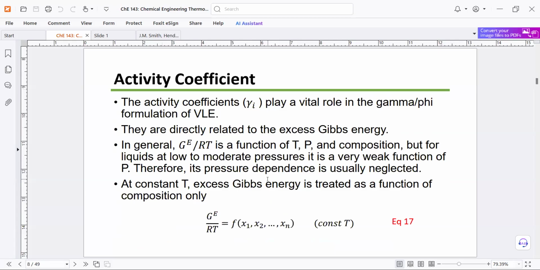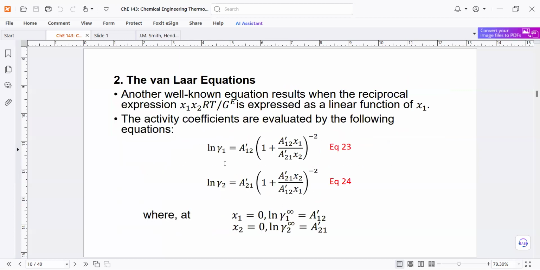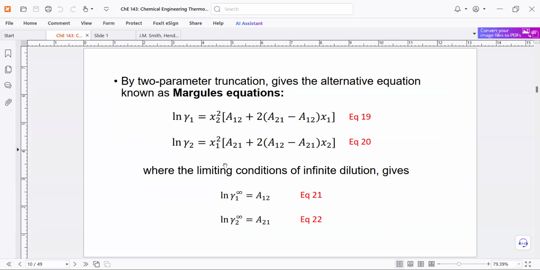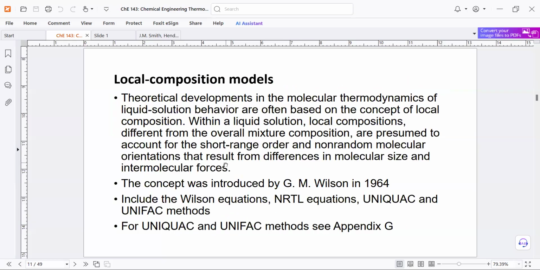Next, we presented different models for calculating the activity coefficient. We have the classical models, which are the Redlich-Kister expansion, Margules equation, and the Van Laar equation. And these classical models are simpler and based on randomness of the molecules. So we also introduced the local composition models, which are the Wilson and NRTL equation.